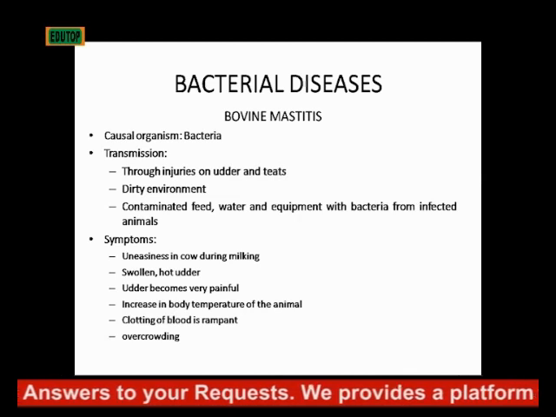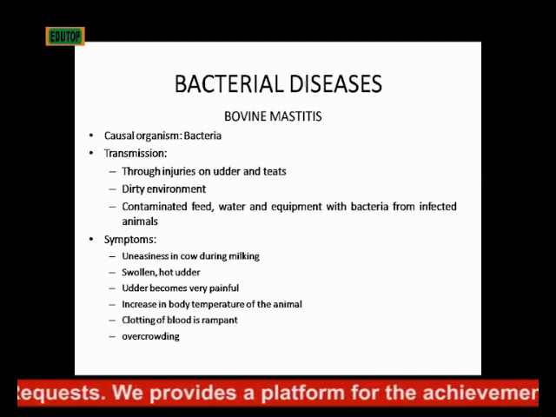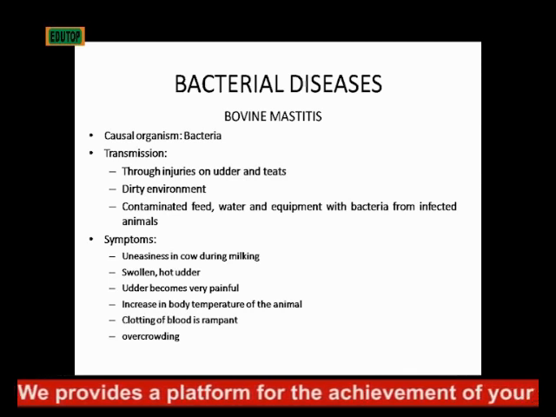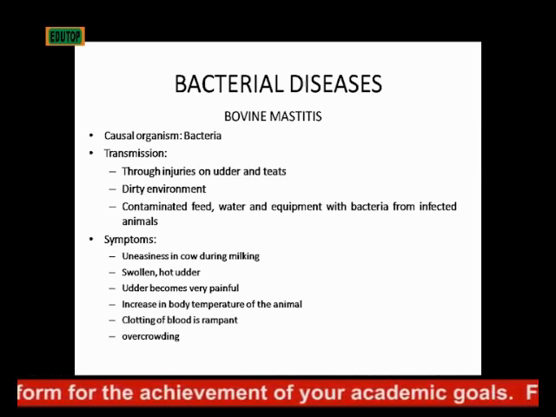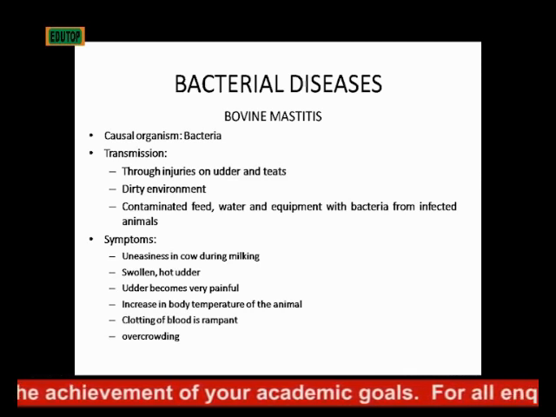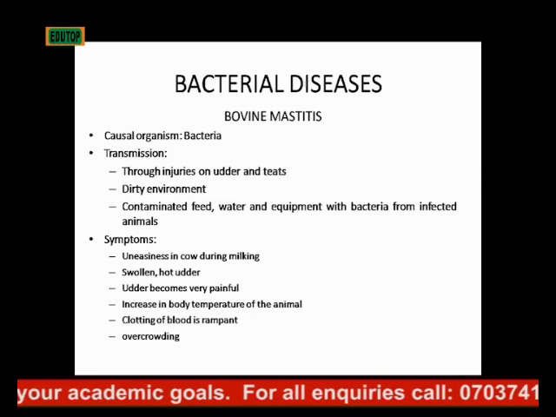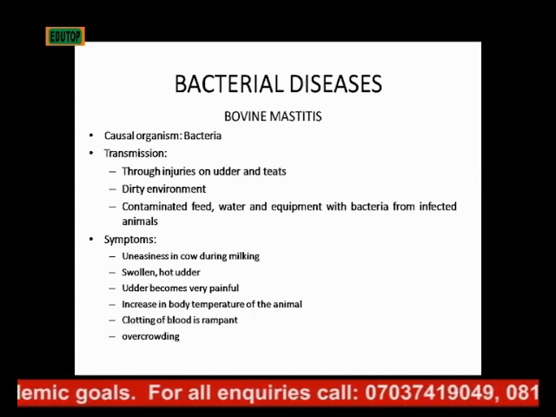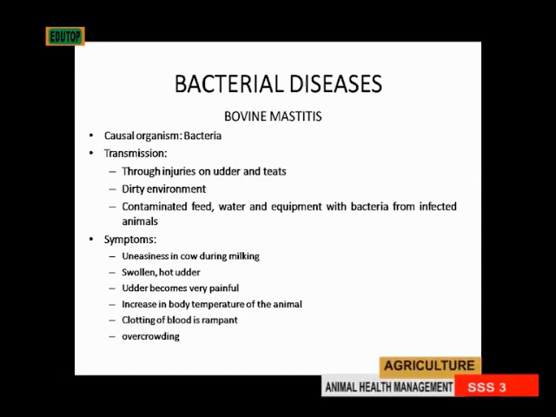You observe this majorly in milk production. You discover that the udder is swollen, hot, and painful. Then the animal is not comfortable during milk production or milking. Then the body temperature of the animal increases. Then you discover that clotting of blood is rampant. Then the animal isolates itself from other animals.